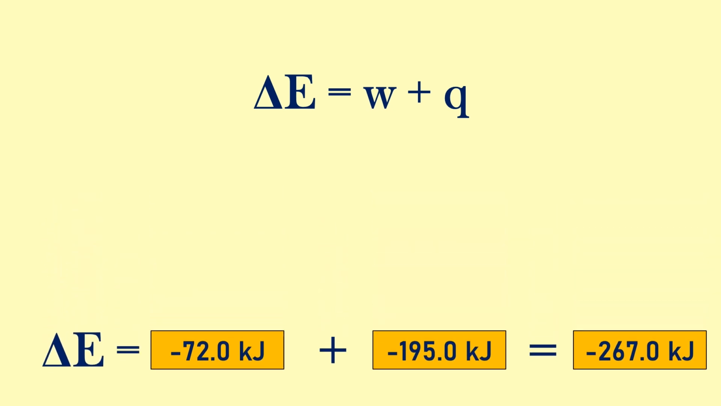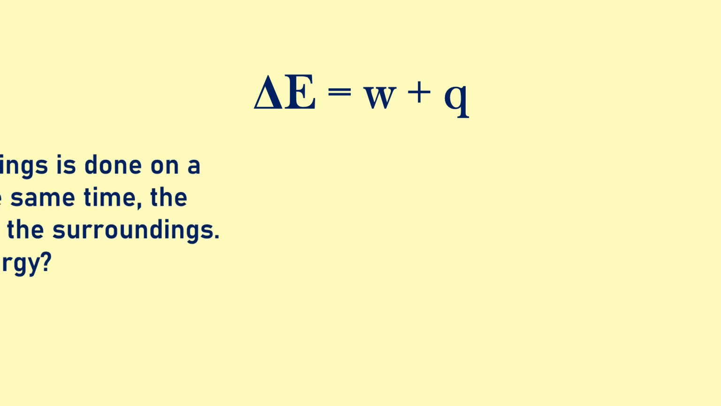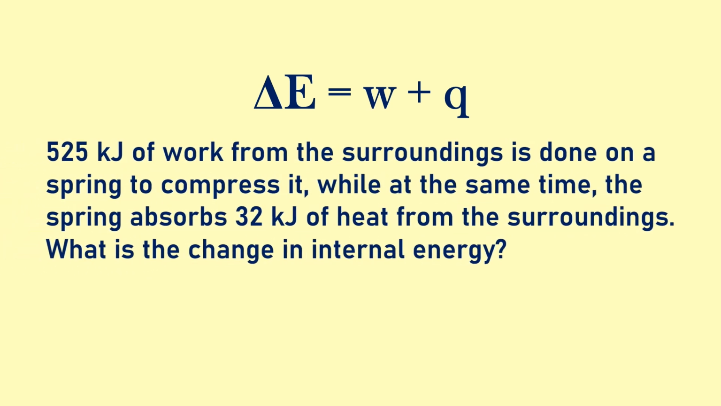Now, try this problem. 525 kilojoules of work from the surroundings is done on a spring to compress it, while at the same time, the spring absorbs 32 kilojoules of heat from the surroundings. What is the change in internal energy? You can pause this video and work out the problem. You can continue for my explanation.